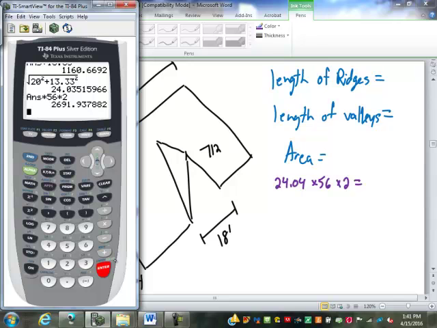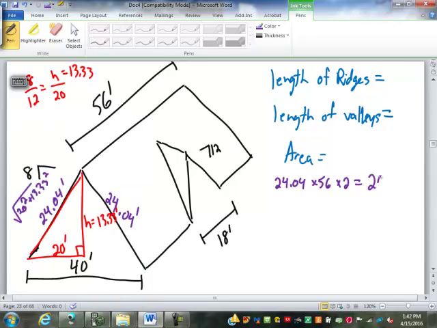Now again, I used the number from the calculator. I did not punch back in 24.04, so mine might be a little off from yours. 2691.94. That is square feet. Now that includes the area that's underneath that dormer.